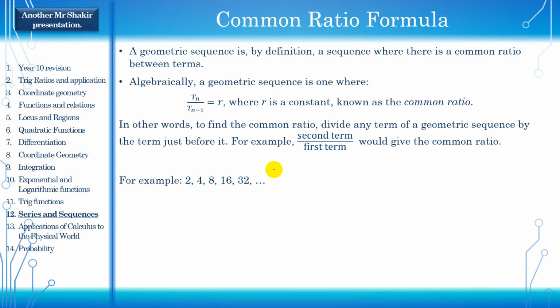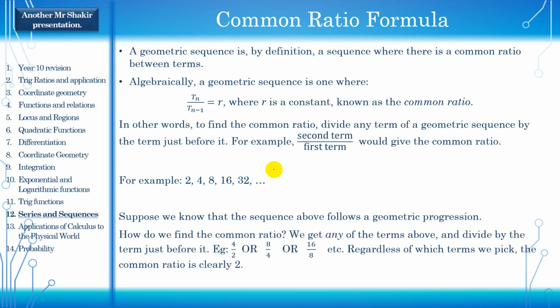For example, if that was the sequence, we could do 4 divided by 2, 8 divided by 4, 16 divided by 8, 32 divided by 16. It doesn't matter which one we would do, the common ratio is clearly 2. And in geometric progression, that's the idea. You could divide any 2 consecutive terms, right, and you'll get the common ratio. And make sure the later term is on top and the smaller term on the bottom. In other words, you do 16 divided by 8, not 8 divided by 16, right?